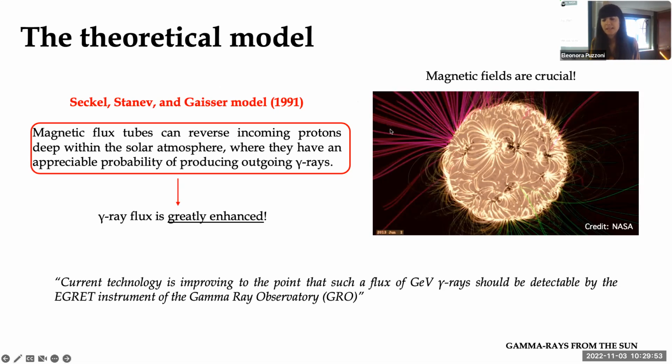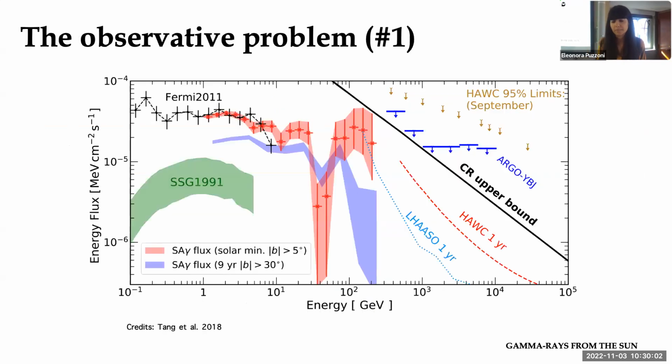They also claimed that as technology was improving, the gamma ray observatory would have been able to detect the predicted gamma ray flux. However, this model cannot fully explain the observed data collected by Fermi. In fact, here you see in green the gamma ray flux predicted by the theoretical model, while in black here you see the data collected by Fermi in 2011.